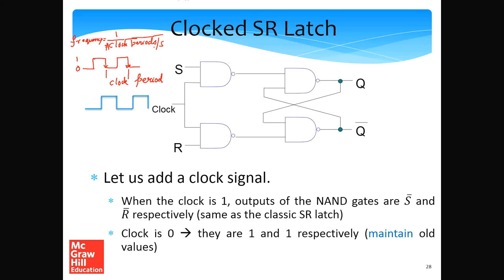Sorry, I'll just change the definition of the frequency. The frequency is 1 divided by the clock period. It's not the number of clock periods. Let me just quickly change the definition over here. So the frequency is the number of clock periods that you see per second, which is 1 divided by the clock period.